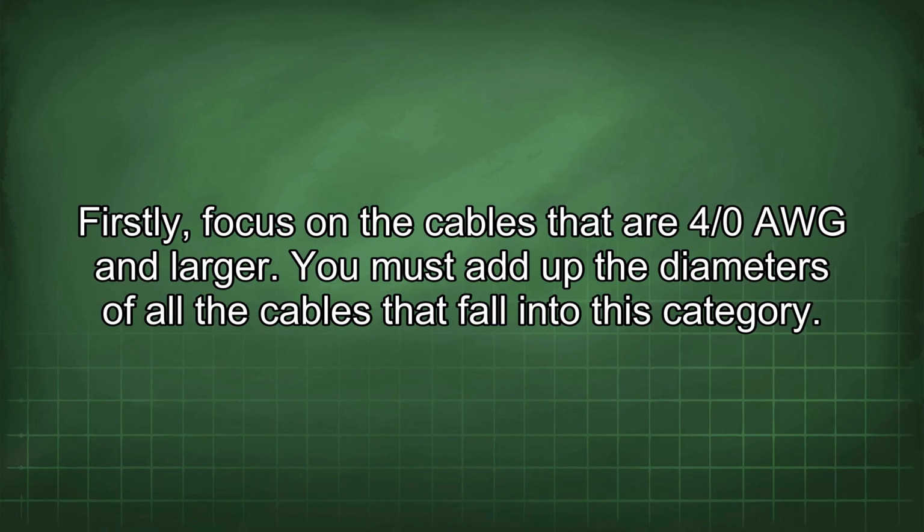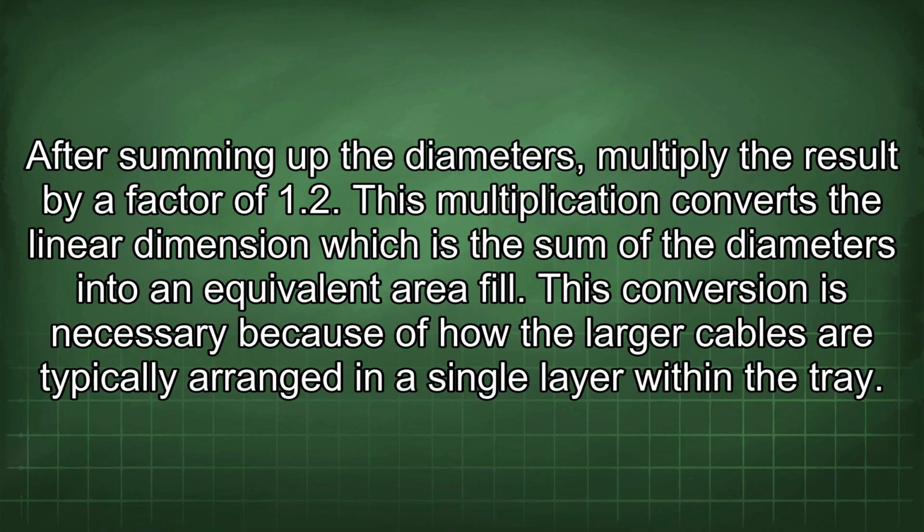You must add up the diameters of all the cables that fall into this category. After summing up the diameters, multiply the result by a factor of 1.2. This multiplication converts the linear dimension, which is the sum of the diameters, into an equivalent area fill. This conversion is necessary because of how the larger cables are typically arranged in a single layer within the tray.